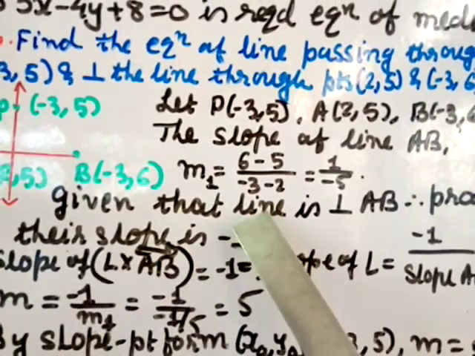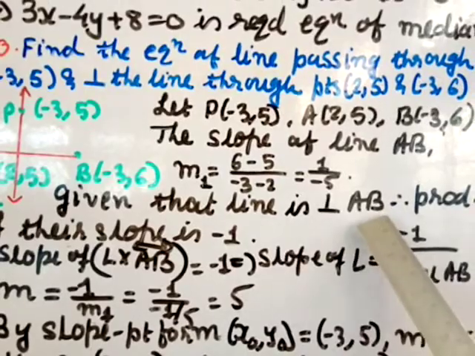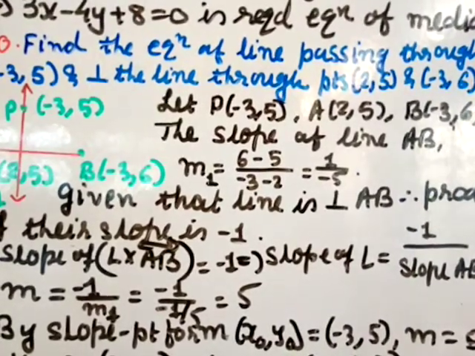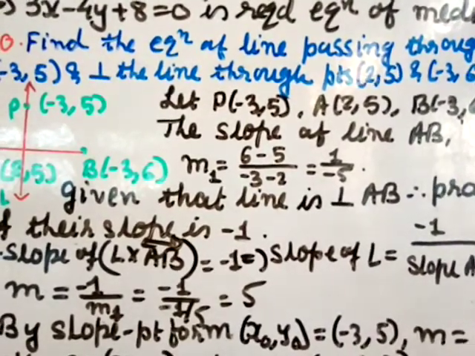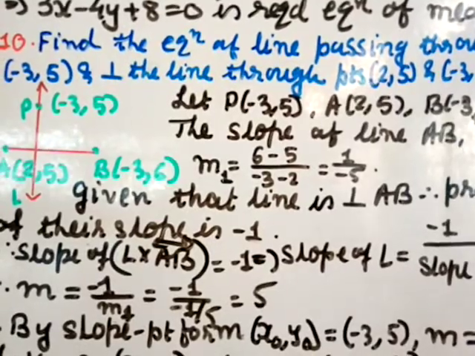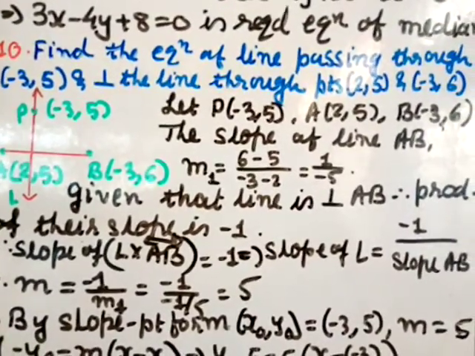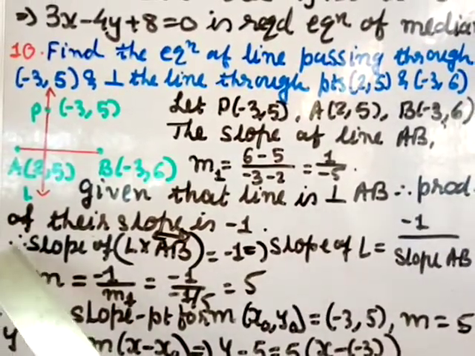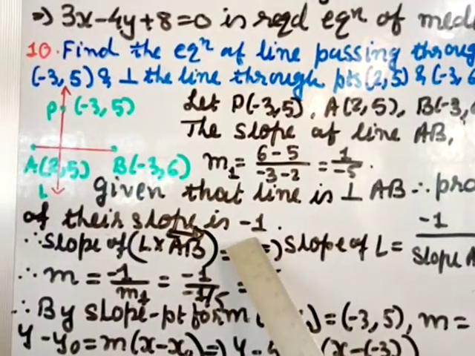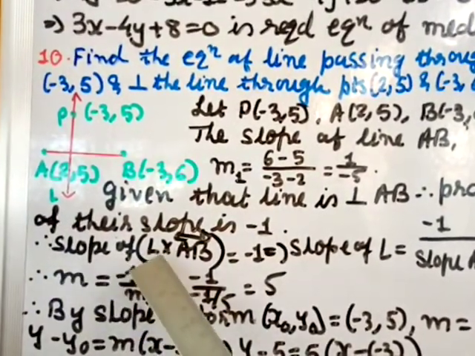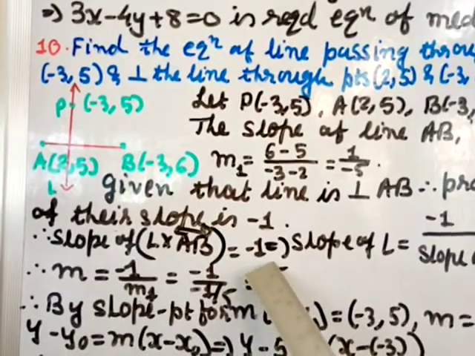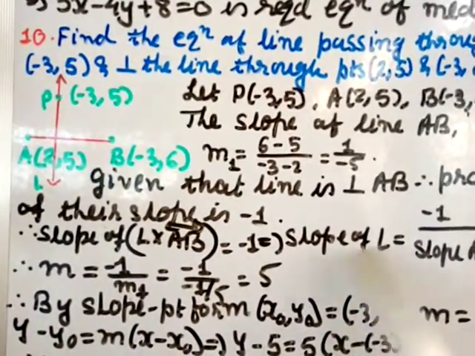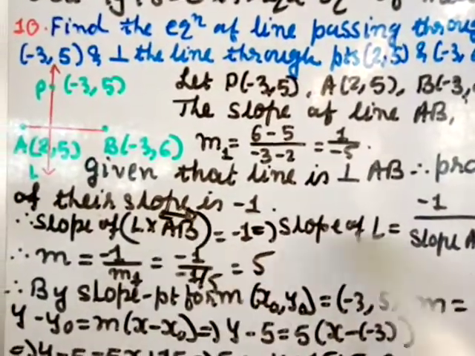Now you are given that the line is perpendicular to AB, given in the question. And if two lines are perpendicular, then the product of the slopes is minus 1. This I have given you in the previous class. Therefore, the product of the slopes is minus 1. So that means slope of L into slope of AB is equal to minus 1. So this gives you slope of L equal to minus 1 divided by slope of AB.